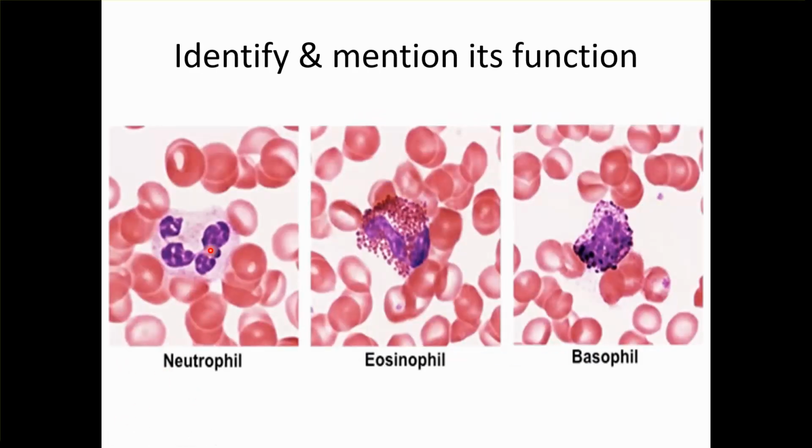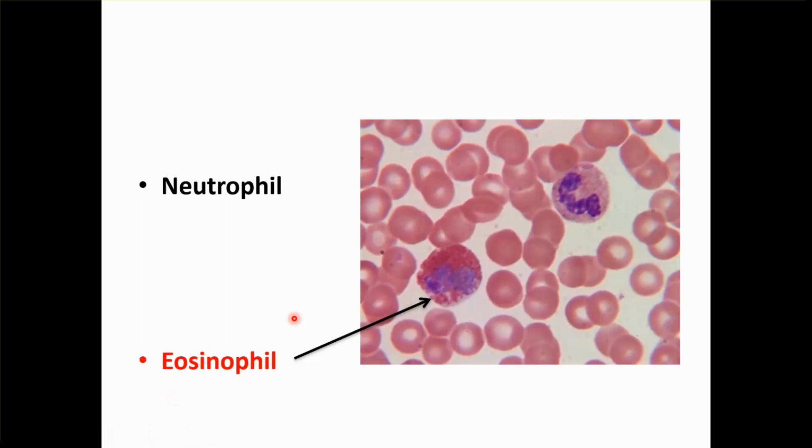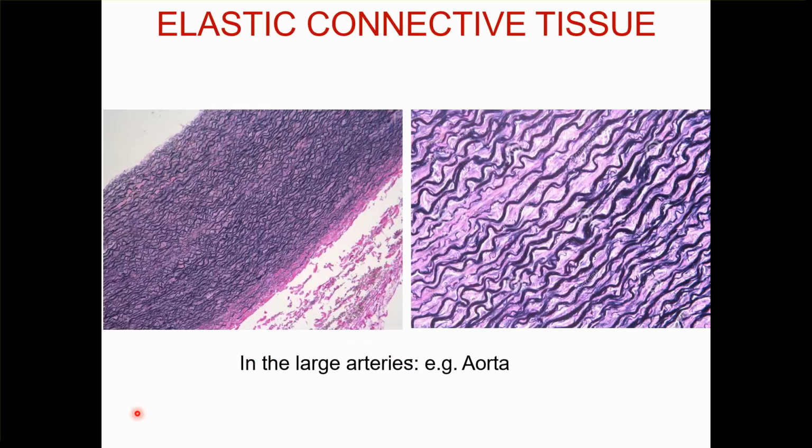Here you can see three of them, so you should identify the cell. Like I said, it's a neutrophil, and this is an eosinophil, because there are pink granules. And then this is a basophil, because of blue granules. So you have eosinophil because of pink granules, and then this is a neutrophil. From your lecture slides, please learn the function along with those blood cells.